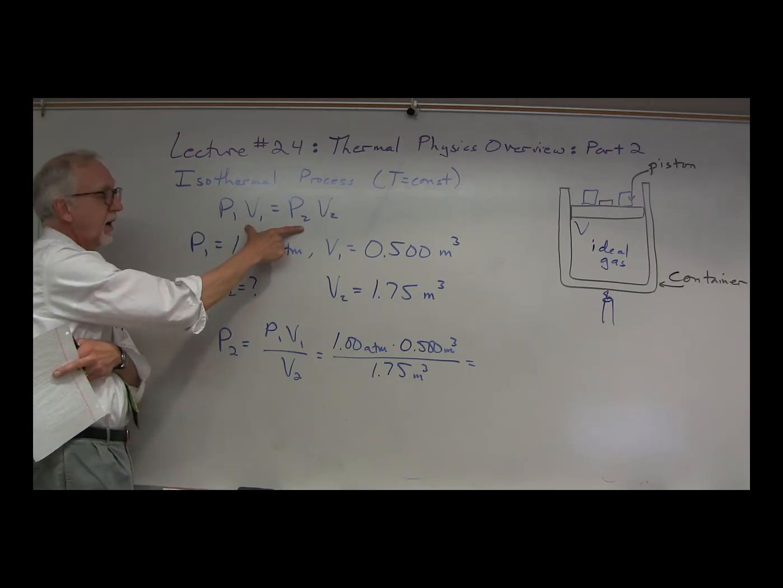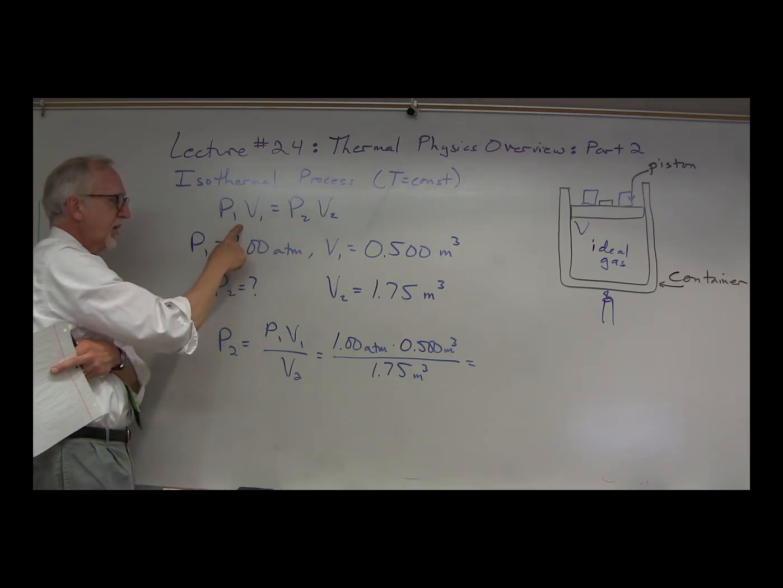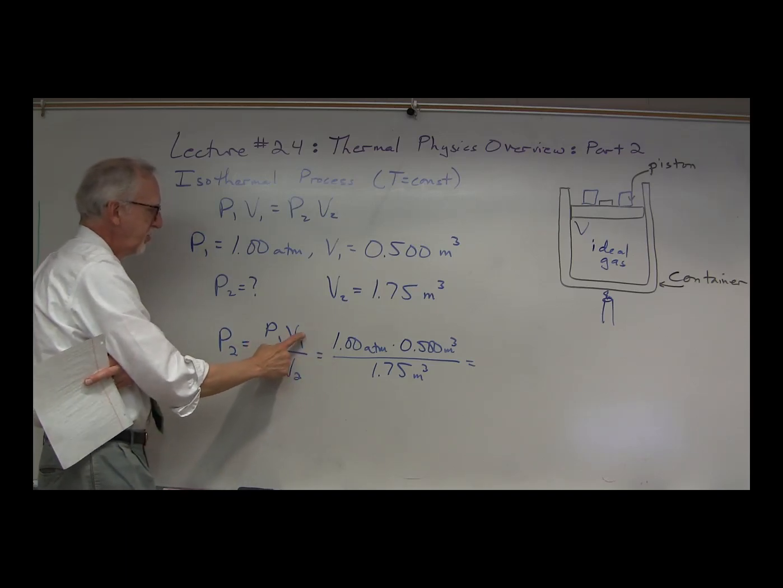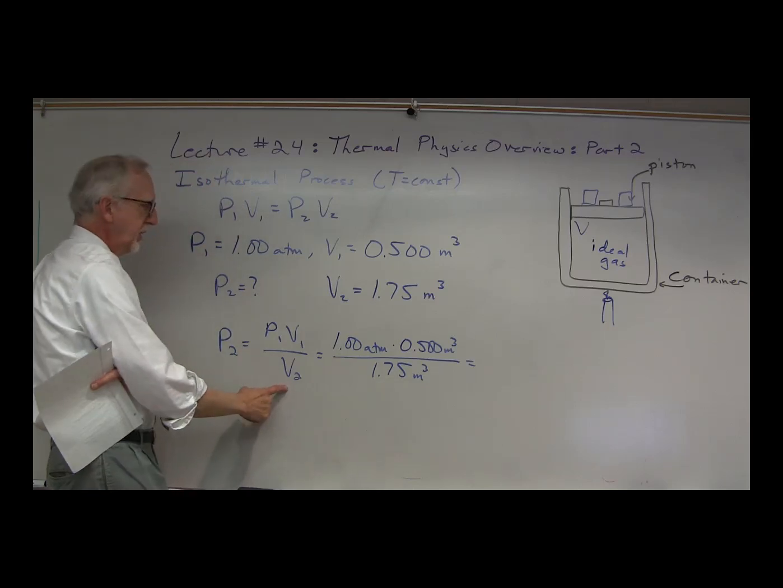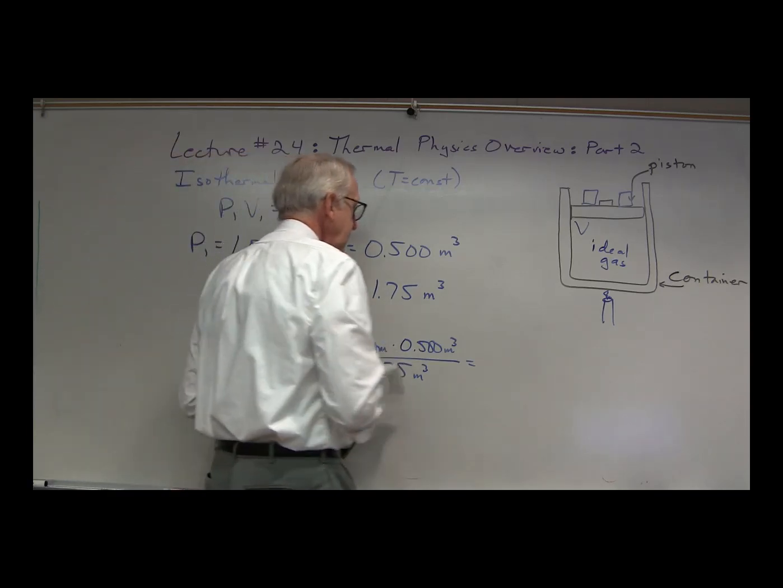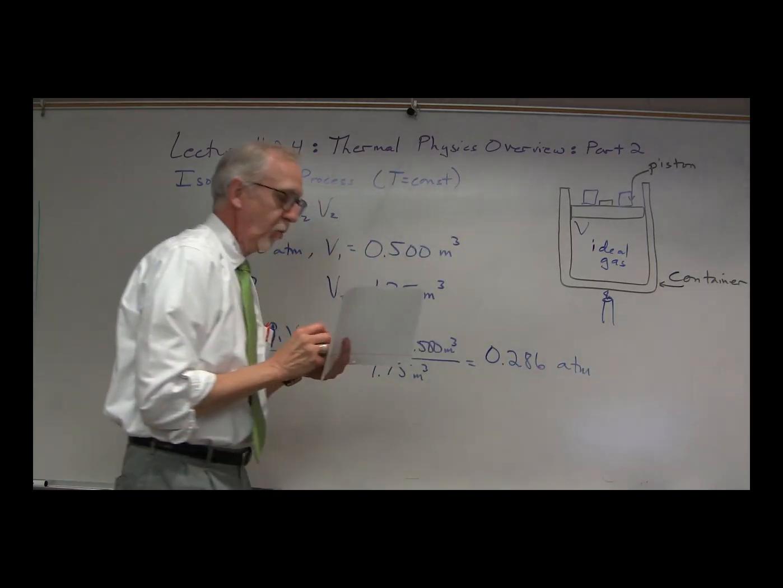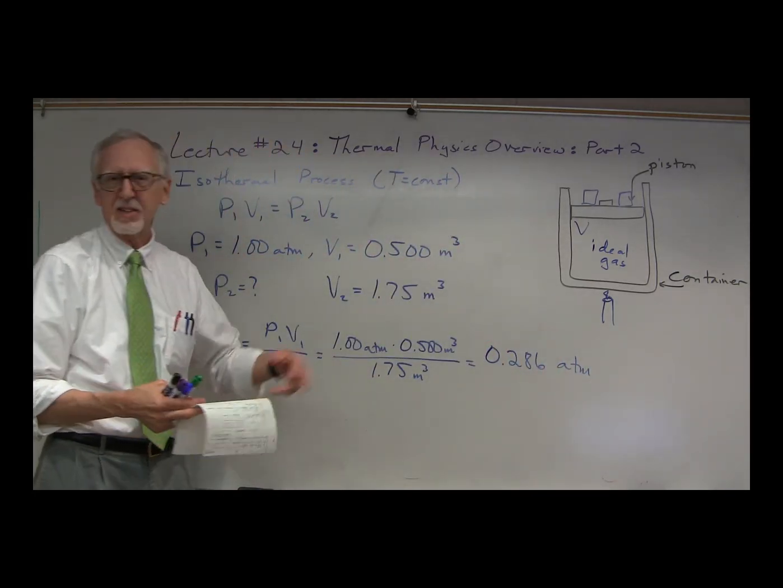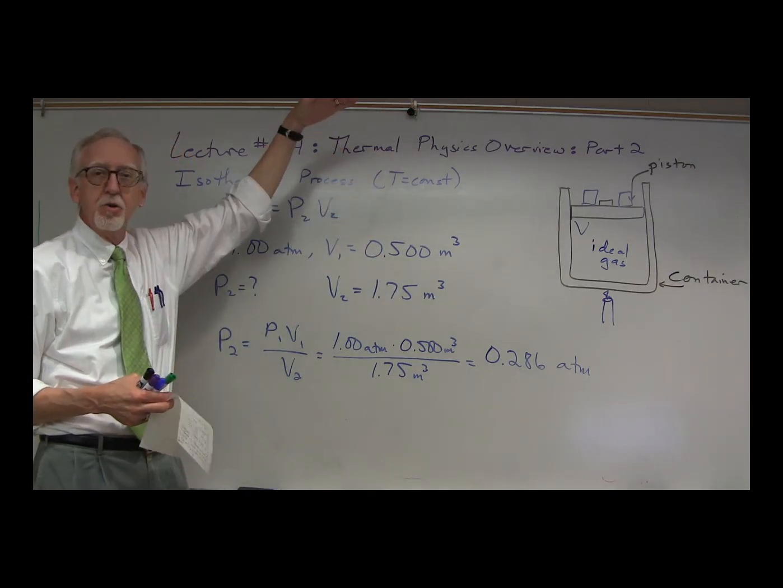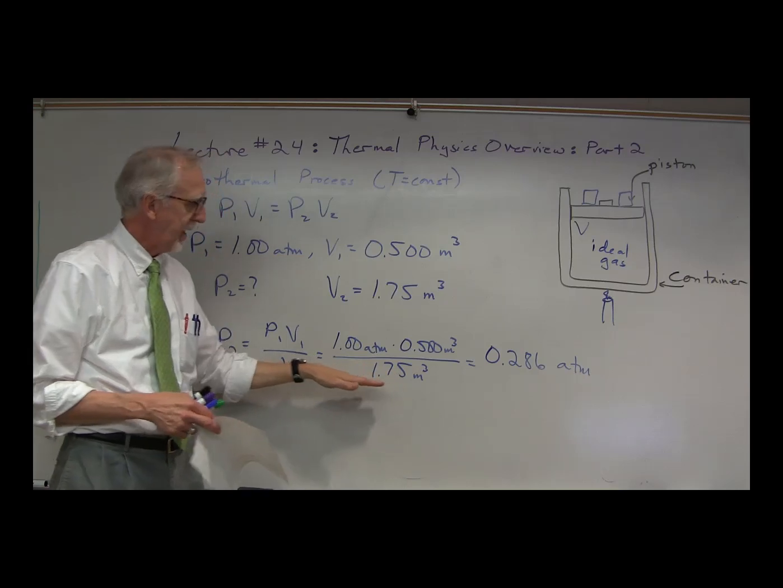Well, from Boyle's law, P2 will be P1 V1 divided by V2, so divide both sides by V2. We have P2 equals P1 V1 over V2. P1, 1 atmosphere, V1, 0.5 cubic meters, V2, 1.75 cubic meters. Multiply this out, and what do we get? We get 0.286 atmospheres. We end up with a smaller pressure. Well, it's kind of what we guessed. We allow the gas to expand, a bigger volume, lower pressure. Smaller volume, bigger pressure. Okay, very good. That kind of makes sense.